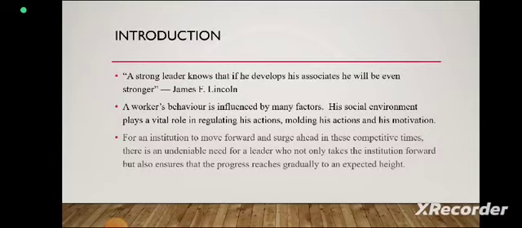So for an educational institution to move forward and surge ahead in these competitive times, there is an undeniable need for a leader who not only takes the institution forward but also ensures that the progress reaches gradually to an expected height.